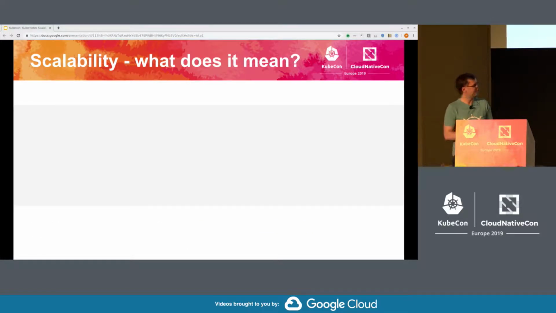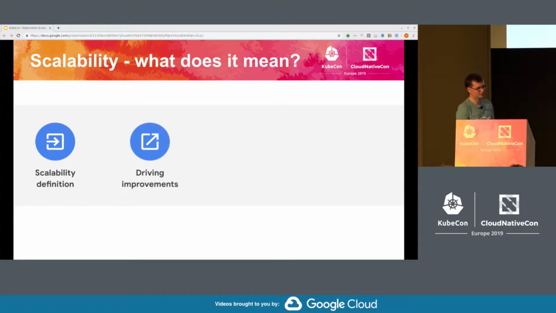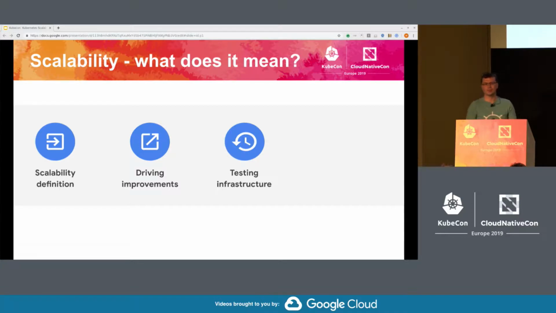There are basically four main pillars of scalability work that I think exist. The first is defining what scalability really is in our particular system: what does it mean that our system scales? The second is improving the system to match users' expectations. The third one is testing infrastructure. All of you who have worked on scalability, or tried to prove that your system scales, know that on one hand it's hard, and on the other hand it's super expensive.